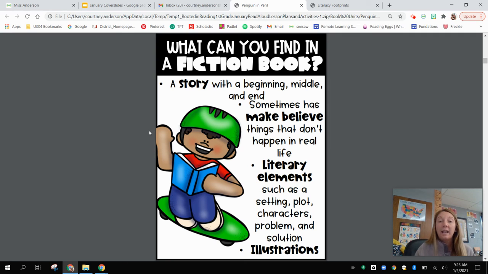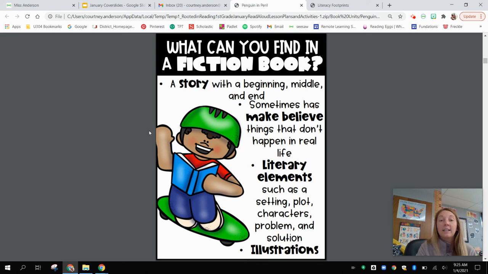If you want to go back and listen to the story Penguin in Peril, look for those things. Was there a beginning, middle, and end? Were the things make believe? They don't really happen in real life. Were there characters? Was there a problem, a solution? What was the setting? And were there illustrations and not pictures? So I want you to think about those important things that we can find in a fiction book, and that can help you determine, is it fiction or is it nonfiction?